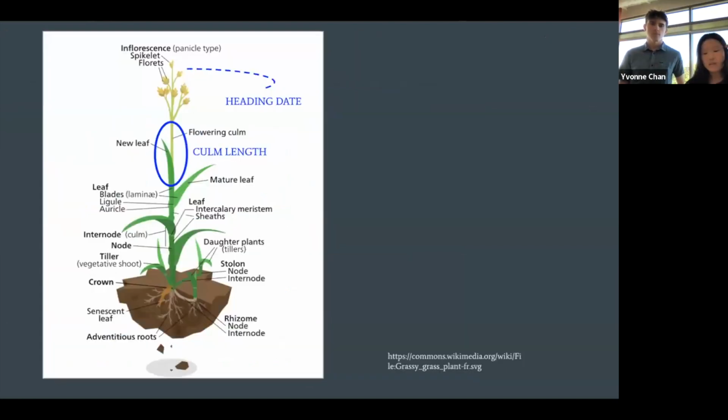And then this diagram can help you to better understand what these traits mean. So the heading date is the date at which 50% of the florets have bloomed, and then the comb length is the length of the stem or the comb of the plant.